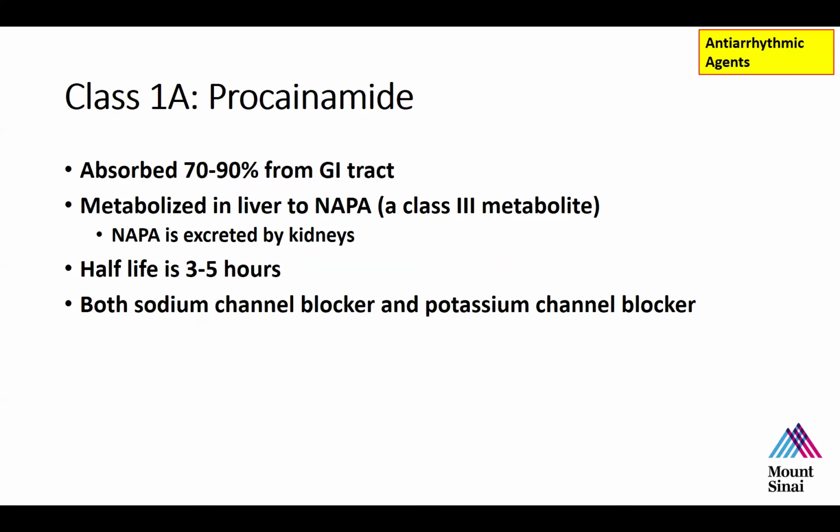Now we'll discuss procainamide. Procainamide is a commonly used agent. It's absorbed 70 to 90% from the GI tract. But because the half-life is very short, of 3 to 5 hours, it's uncommon that we use procainamide as an oral agent in the present era.